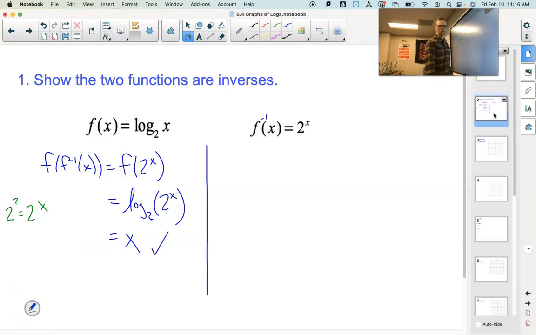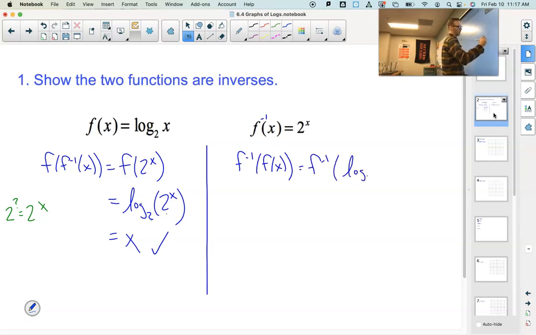Now, we do have to show the other way as well. Let's look at f inverse of f of x. This is f inverse of f of x is the log base 2 of x. So now we're going to put the log base 2 of x into that function. So it's 2 to the log base 2 of x.